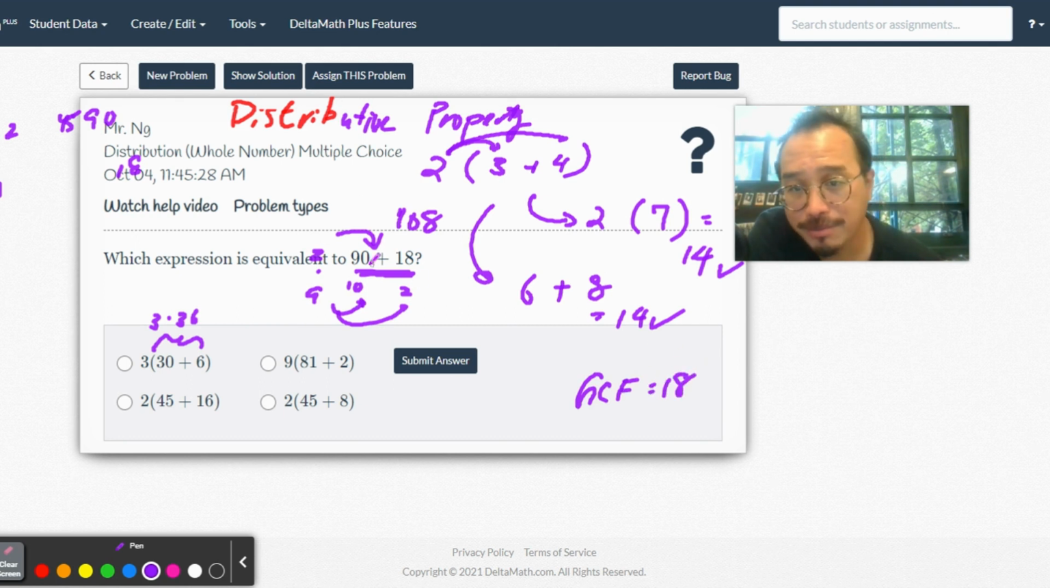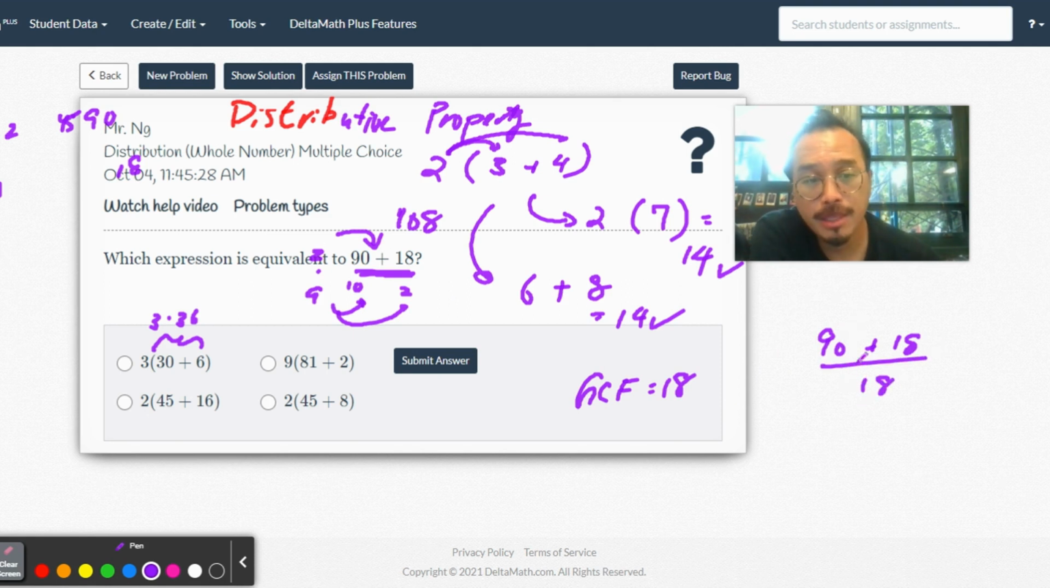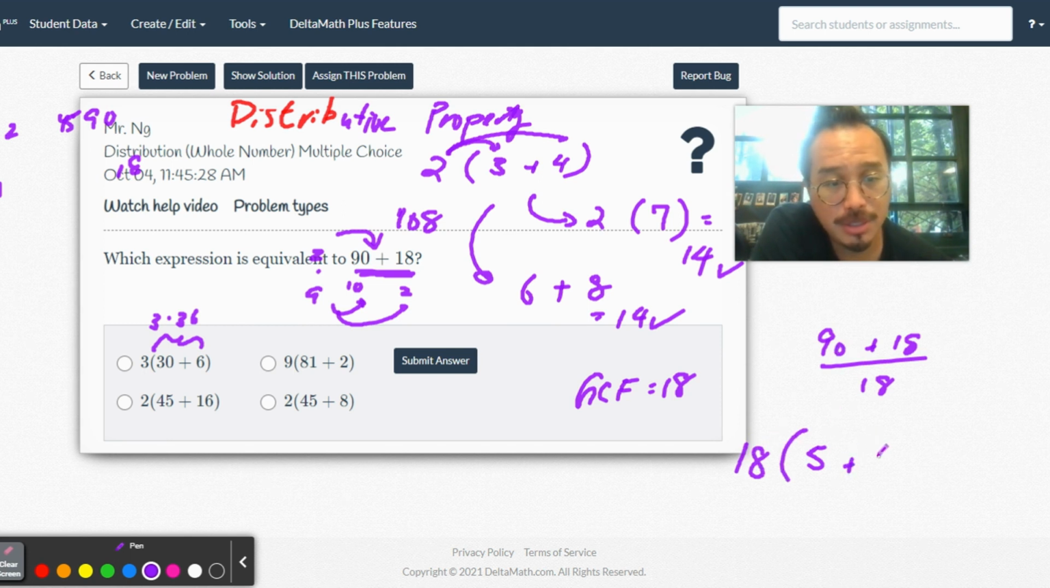Now, what's the step after? You divide both of these numbers by 18. So let's rewrite that. I would have 90 plus 18 here, and I'll divide this by 18 and reduce it like that. 90 divided by 18, I believe that's 5. Again, write the greatest common factor outside. 18 times 5 is 90, 18 times 1.